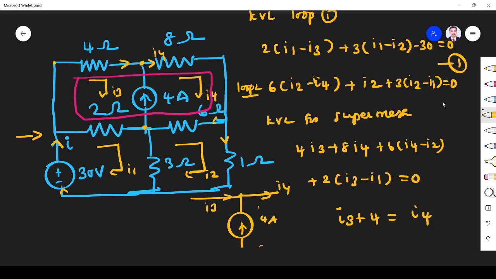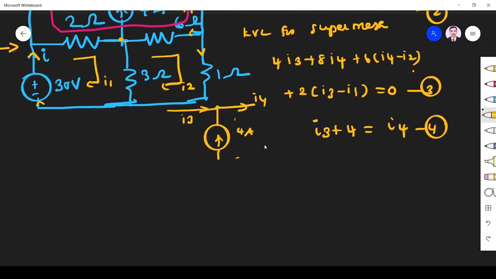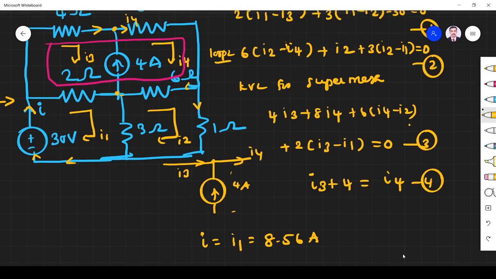So this is equation number 1, this is equation number 2, this is equation number 3, this is equation number 4, right? So we have 4 equations in I1, I2, I3 and I4, and if you solve these equations, what we get is I is equal to I1, because I1 is flowing in this direction. If this is the current they ask, I is nothing but I1. That will be given as 8.56 ampere. Simple problem. Hereafter it is simple mathematics. You can simplify and find the answer.